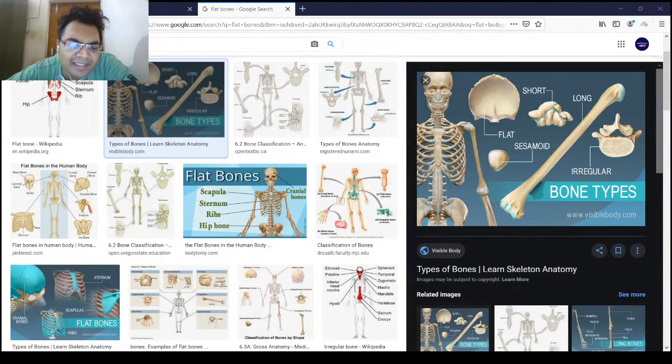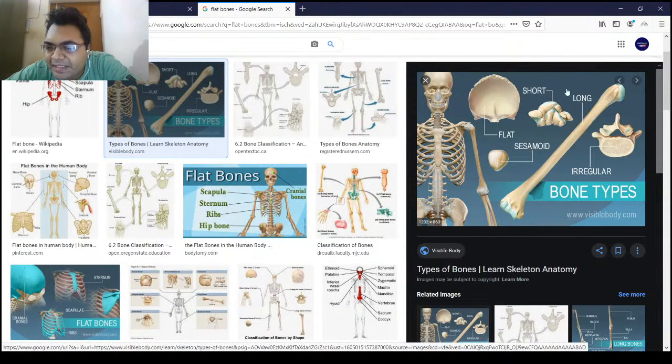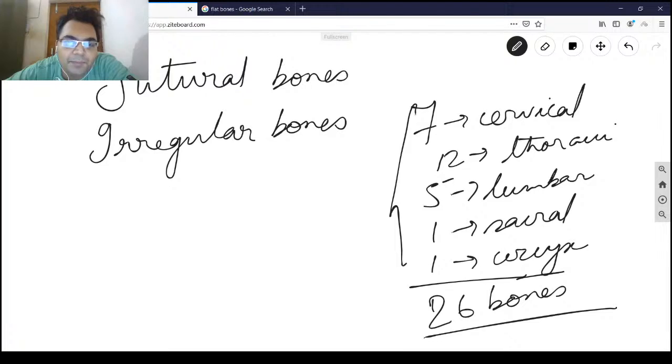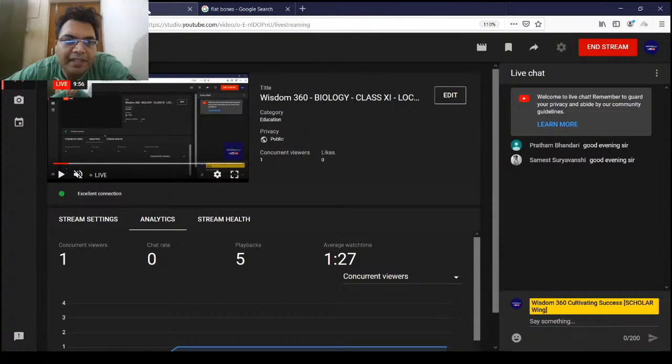Then the last one you can see in the figure is the sesamoid bone, which we talked about in the last class. They're usually small, round and flat. They are found near the joints of the knees, hands and feet. So the patella bone or the kneecap, which you can see in this image, is the best example of the sesamoid bone. So these are the types of bones that you should know already.